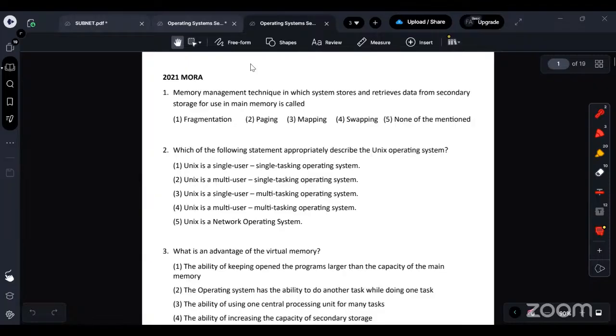Shall I select one person and ask the answer? I think that is better, right? If I don't get the answer in the chat box, I'm going to select one person and make them say the answer. Okay, I hope my audio is clear now.